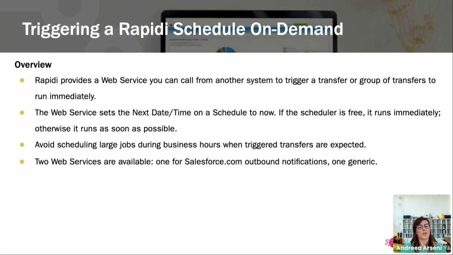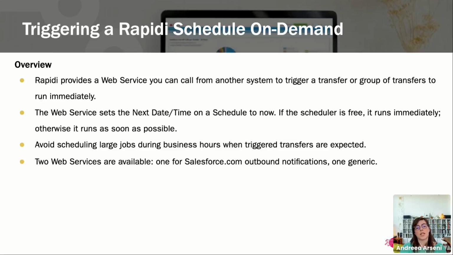First, when it comes to Rapidi and triggering a schedule on demand, you have options. Rapidi provides a web service that you can use to call your schedules from a different system. When you use it, this web service sets the next date and time of the schedule to now. So when you trigger the schedule, it will run right now, and the data will be transferred.